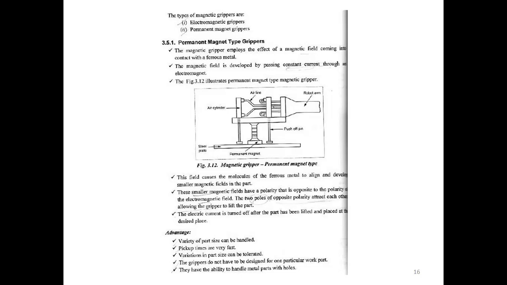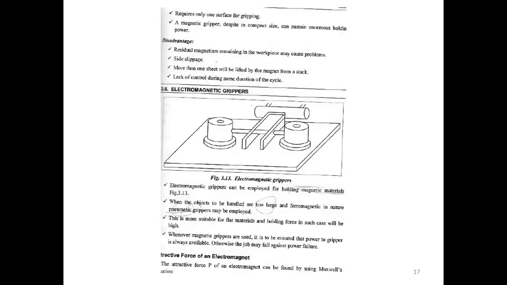When we talk about the advantages, we have a variety of part sizes. Pickup times are very fast. Variations in part size can be tolerated. The grippers do not have to be designed for one particular work part, and they have the ability to handle metal parts with holes. It requires only one surface for gripping. The magnetic gripper is compact in size and can sustain enormous holding force. The disadvantage is you'll have slight slippage, and more than one sheet may be picked up.